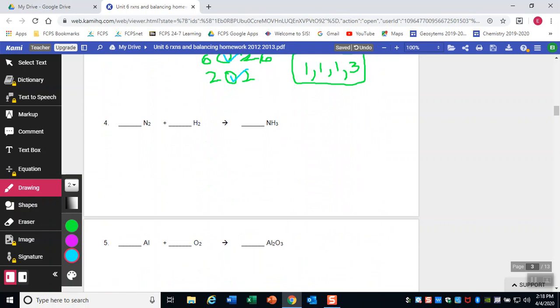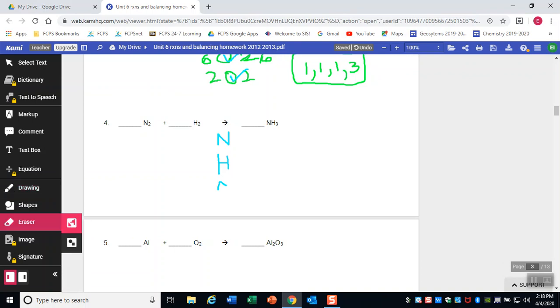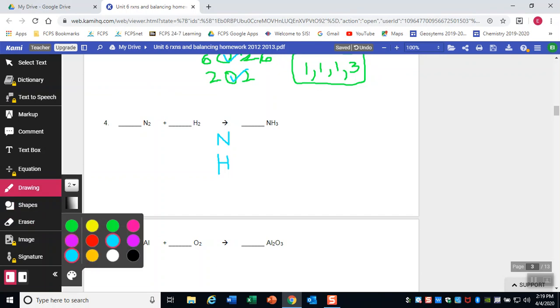All right, number 4. So I've got nitrogen and hydrogen, and that's all I've got over here. I was going to write ammonium, I don't need to do that. First step, element. Second step, count. 2 nitrogens, 2 on the right, 1 on the left, because the 3 is only with the hydrogen, and 3.